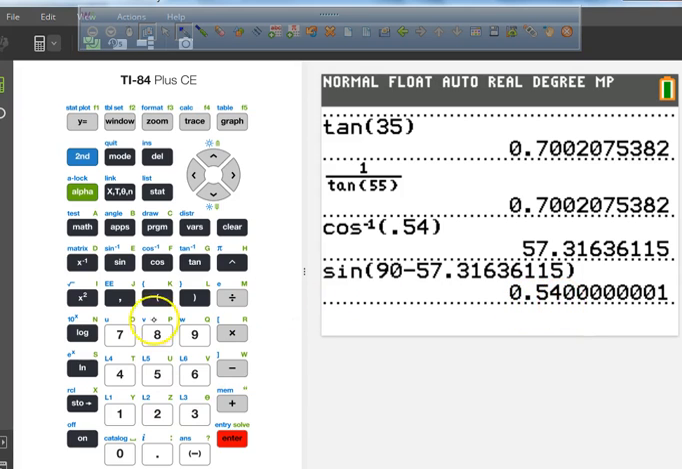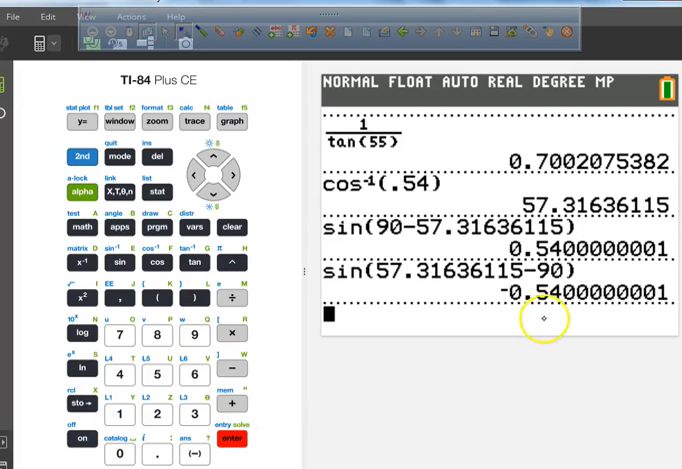Well, what happens if I do what the problem asked us to do, which was take theta, which was, well, what is our theta? 57.3 degrees, that's our theta. And what happens if I take away 90 degrees? What does our answer end up becoming? Negative 0.54. So if you switch them, if you switch theta and 90, what happens to your answer? It becomes not positive, it becomes negative.